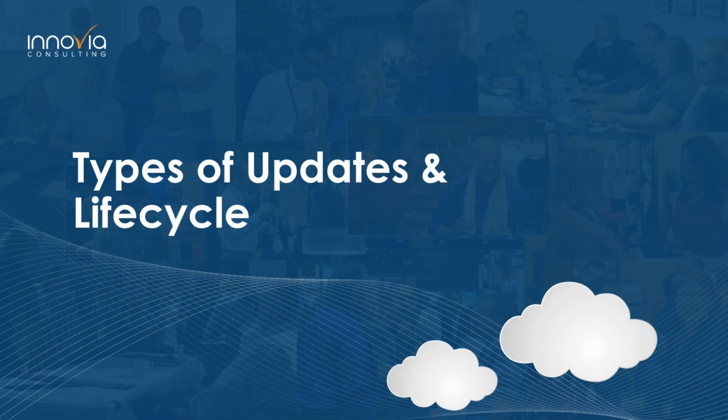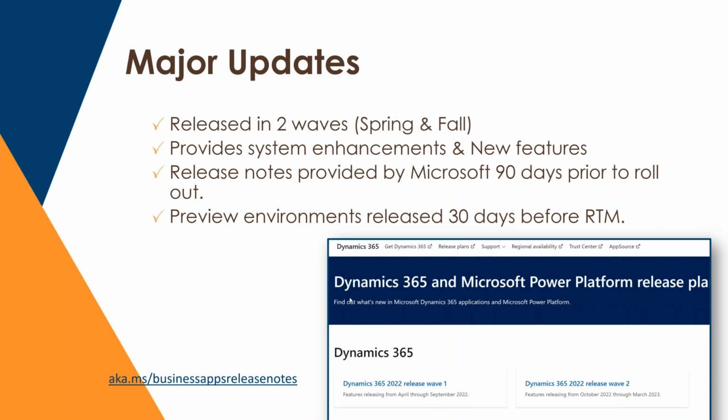So let's talk about the types of updates and the life cycle that Microsoft pushes for these updates. The first type of update that Microsoft provides are called major updates. Major updates are feature-based system enhancements for the Business Central product. Microsoft releases the updates in 2 waves, a wave 1 and a wave 2, and typically those releases happen in the springtime and in the fall. So twice a year, you're going to get major updates to your Business Central environment. Microsoft does provide release notes for those updates 90 days prior to them rolling out.